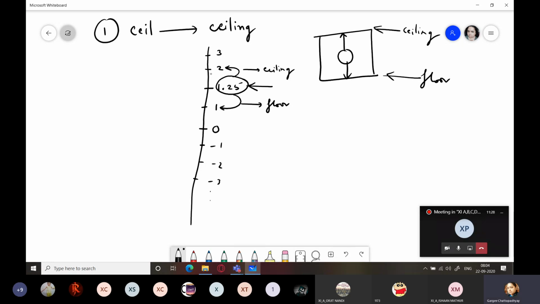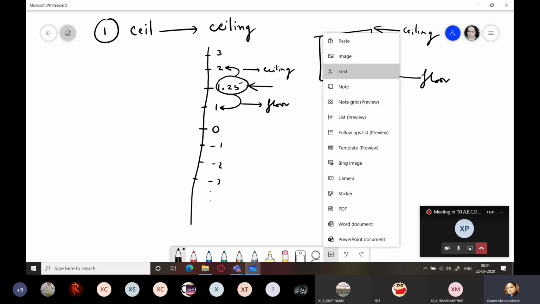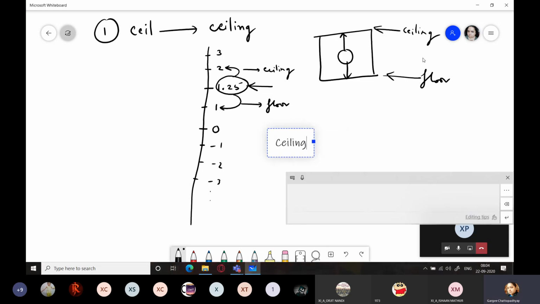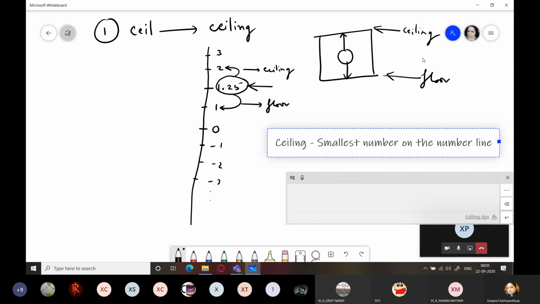Why ceiling? Why 2 is the ceiling? Because it is the smallest number on the number line which is not less than 1.25. I'm just going to write this. Those who have any doubt, you can note it down, students. What is a ceiling? Smallest number on the number line which is not less than the given number. Please write it down. This is about ceiling.